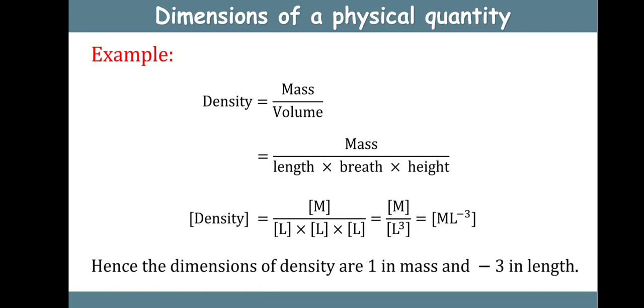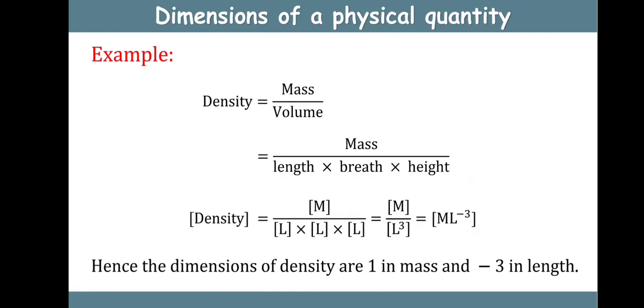So here M raised to power 1, L raised to power minus 3, so M L raised to power minus 3. These are the dimensions of density. Hence the dimensions of density are 1 in mass and minus 3 in length. This is the dimensional formula for density. In any numerical, when we use the density term, we use this dimensional formula.